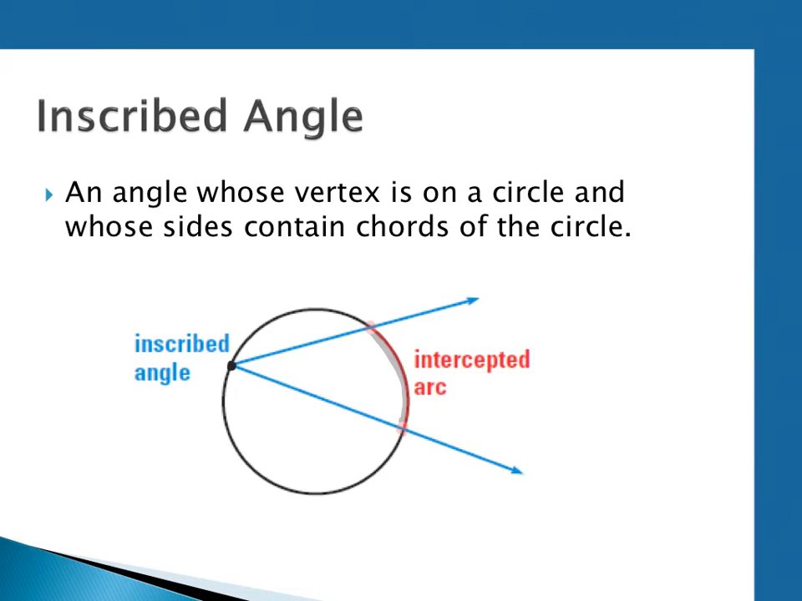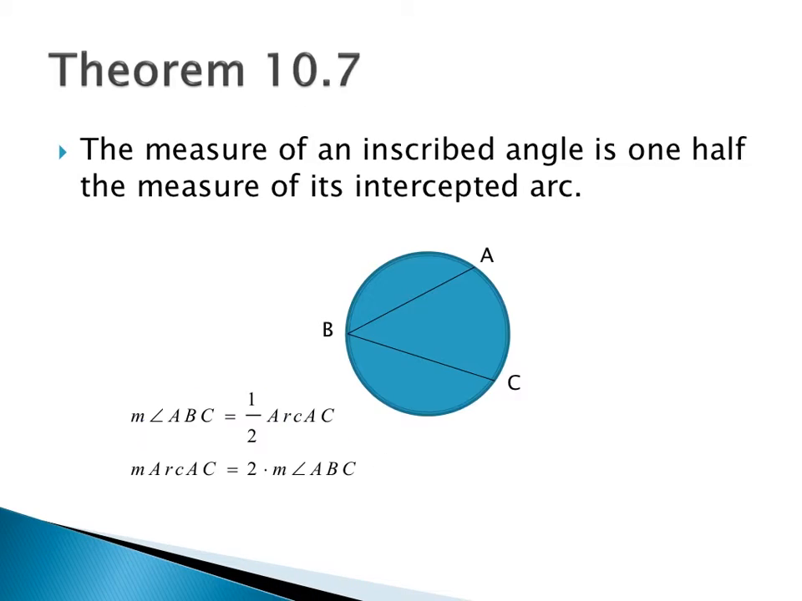So by definition, it's an angle whose vertex is on the circle and whose sides contain chords of the circle. So notice that those are chords. Whereas a central angle has its vertex at the center, and the sides are radii of the circle. So these are chords where the central angle would have radii. The measure of an inscribed angle is 1/2 the measure of the intercepted arc. So central angle equals the arc. Inscribed angle is half the arc.